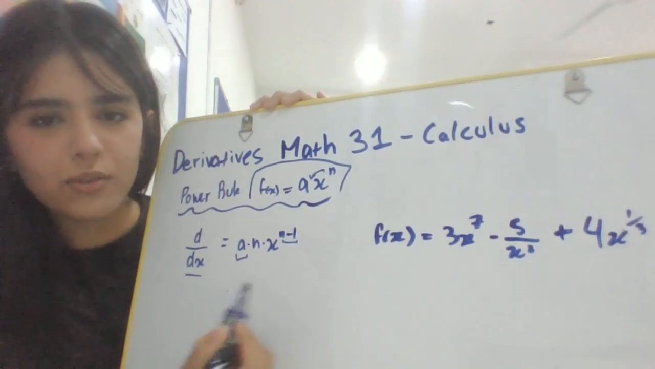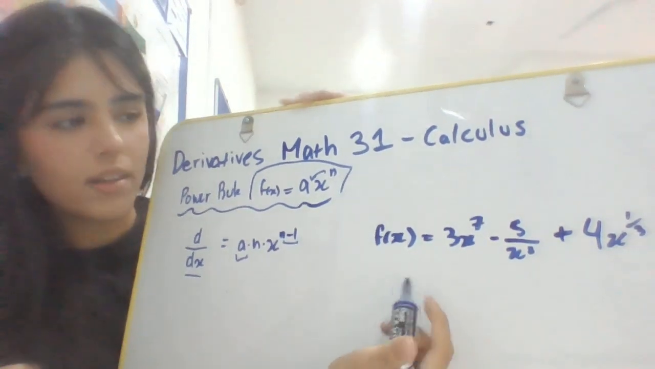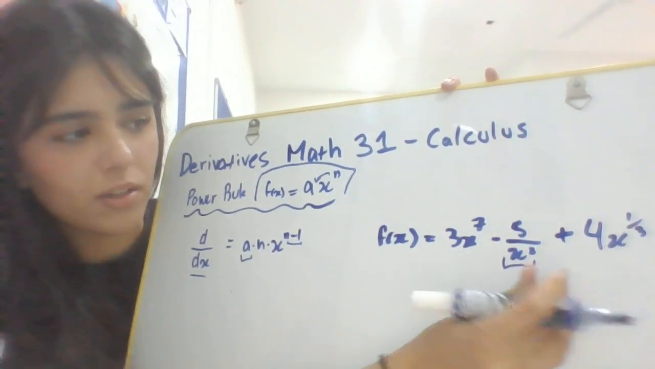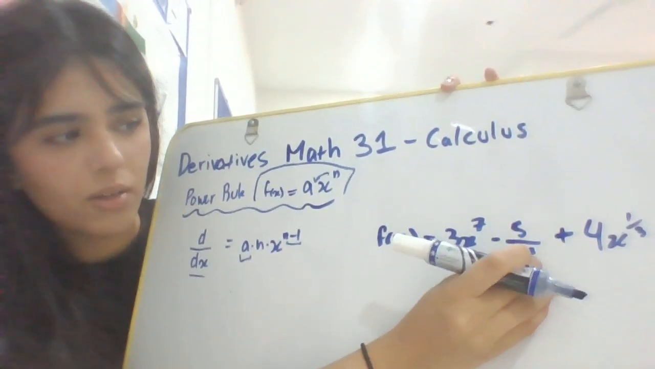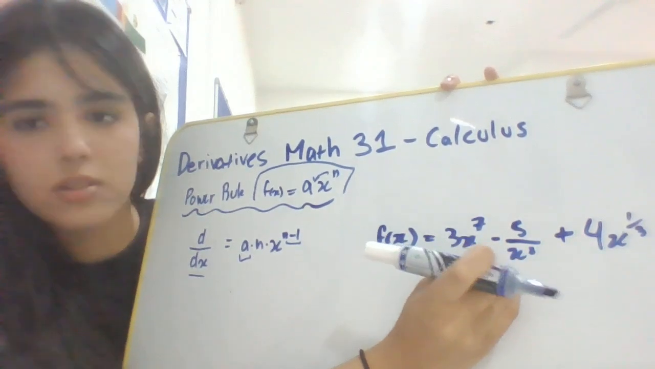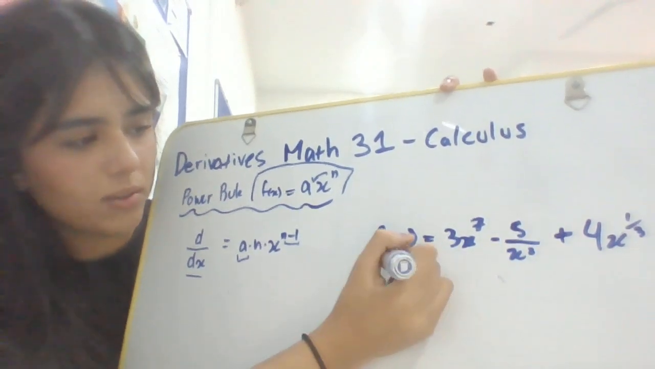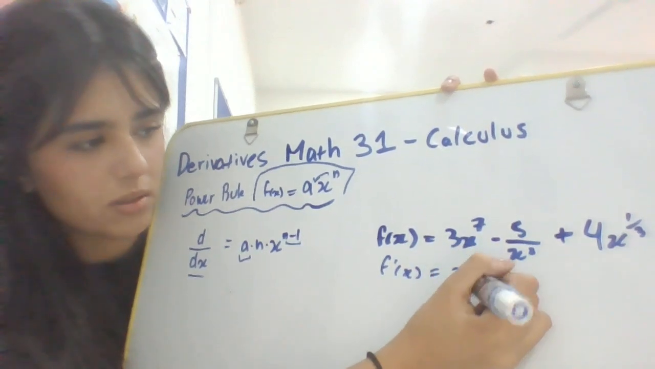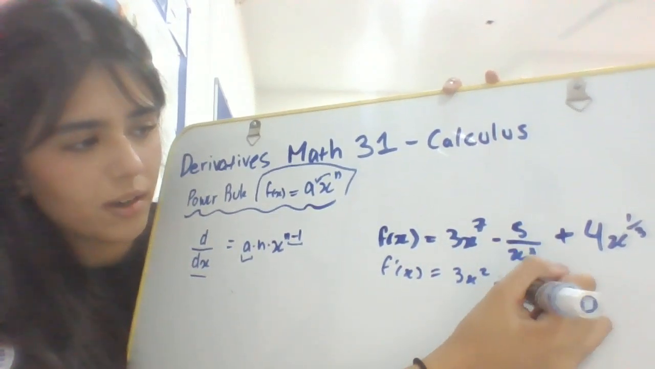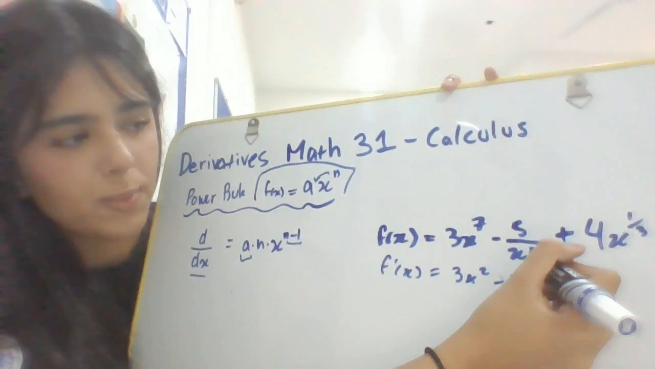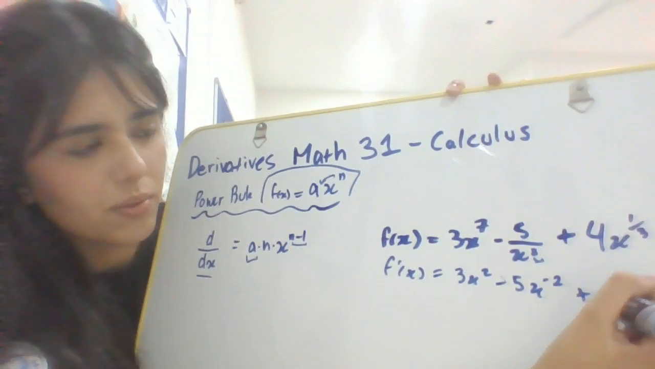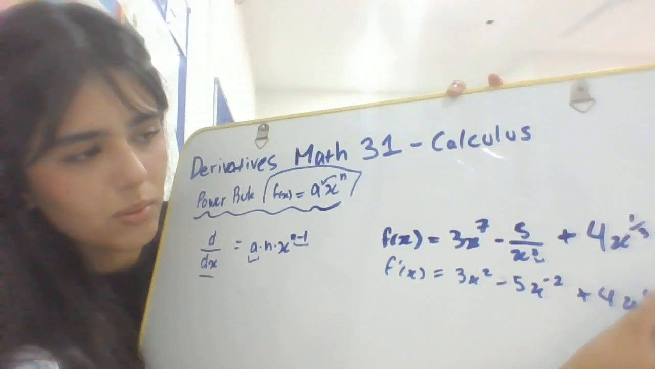Okay guys, here we're moving on to a harder example. This is not that hard. Just know that if you ever see a variable in the denominator, you have to bring it up. And you know that whenever you bring it up, the power is going to be negative. So let's rewrite this equation. 3x squared minus 5x, you just put a negative beside the power it already has, so negative 2, plus 4x to the power 1/3.